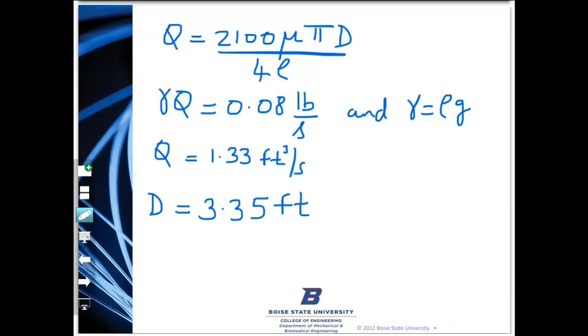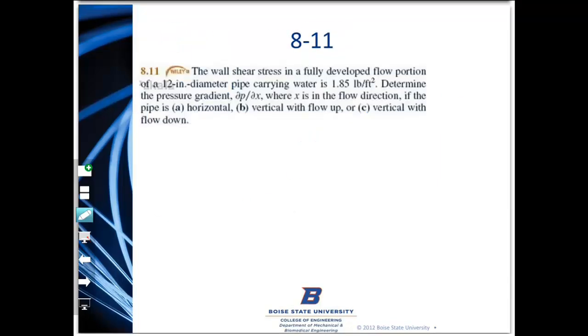Okay, now let's look at another problem. You're given the wall shear stress in a fully developed flow portion of a 12-inch diameter pipe carrying water is 1.85 pound per square feet. You're asked to determine the pressure gradient dou P dou X, where X is in the flow direction, and you're given three scenarios. One is if the pipe is horizontal, the other one is if it is vertical with the flow up, and the third case is if it is vertical with the flow down.